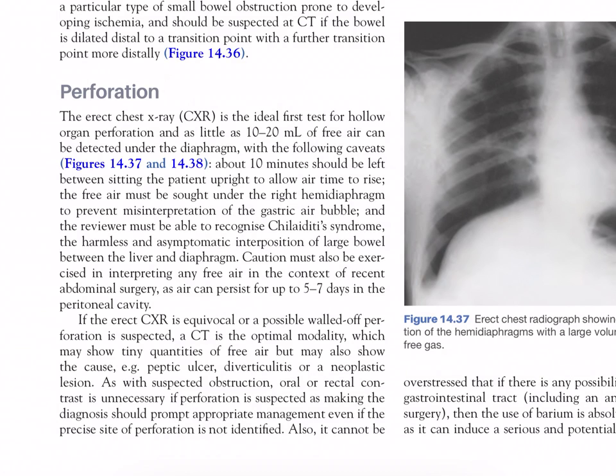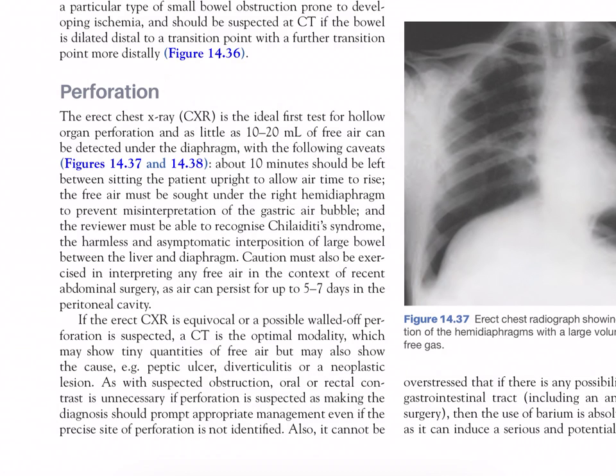Perforation. The erect chest X-ray is the ideal first test for hollow organ perforation, and as little as 10 to 12 ml of free air can be detected under the diaphragm with the following caveats. About 10 minutes should be left between sitting the patient upright to allow air time to rise.